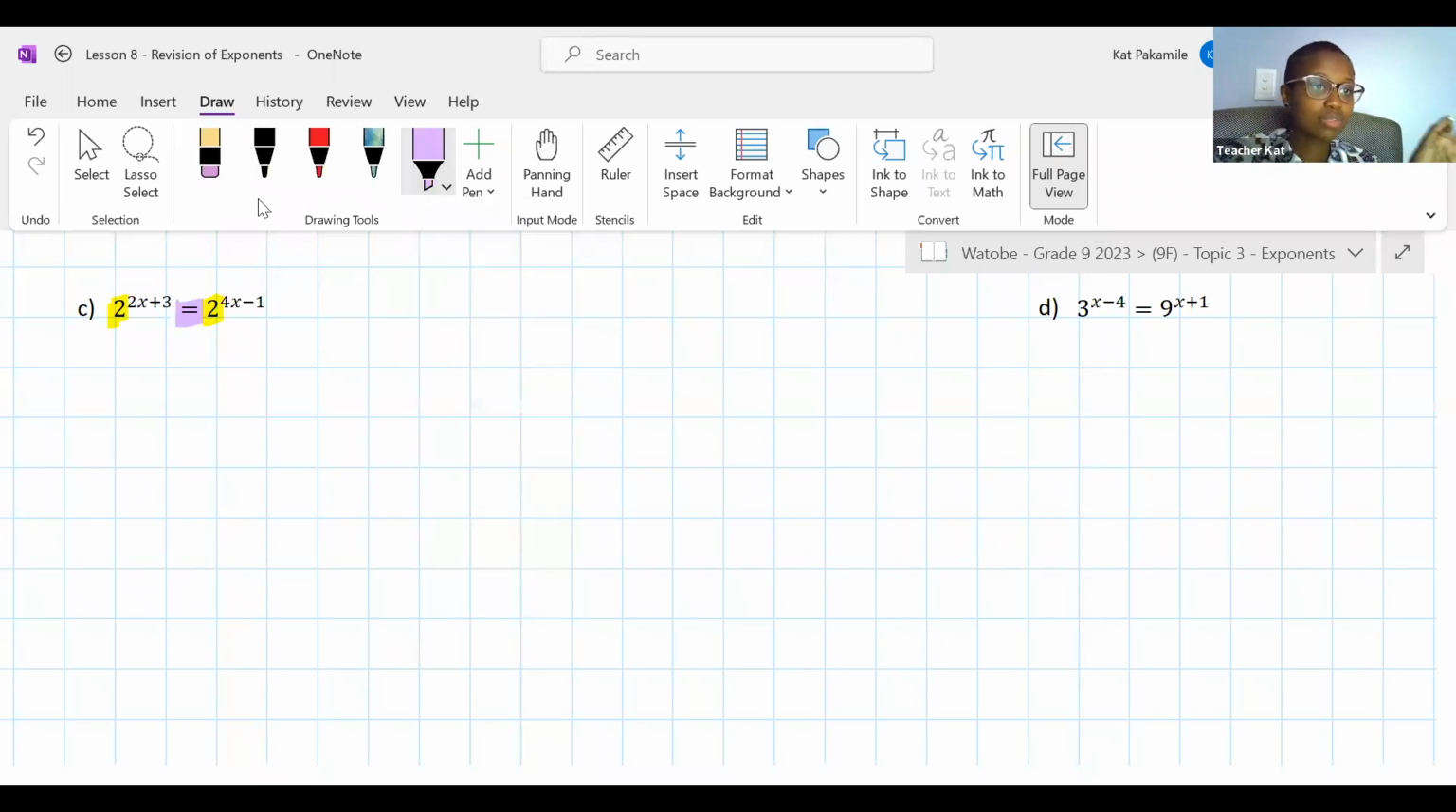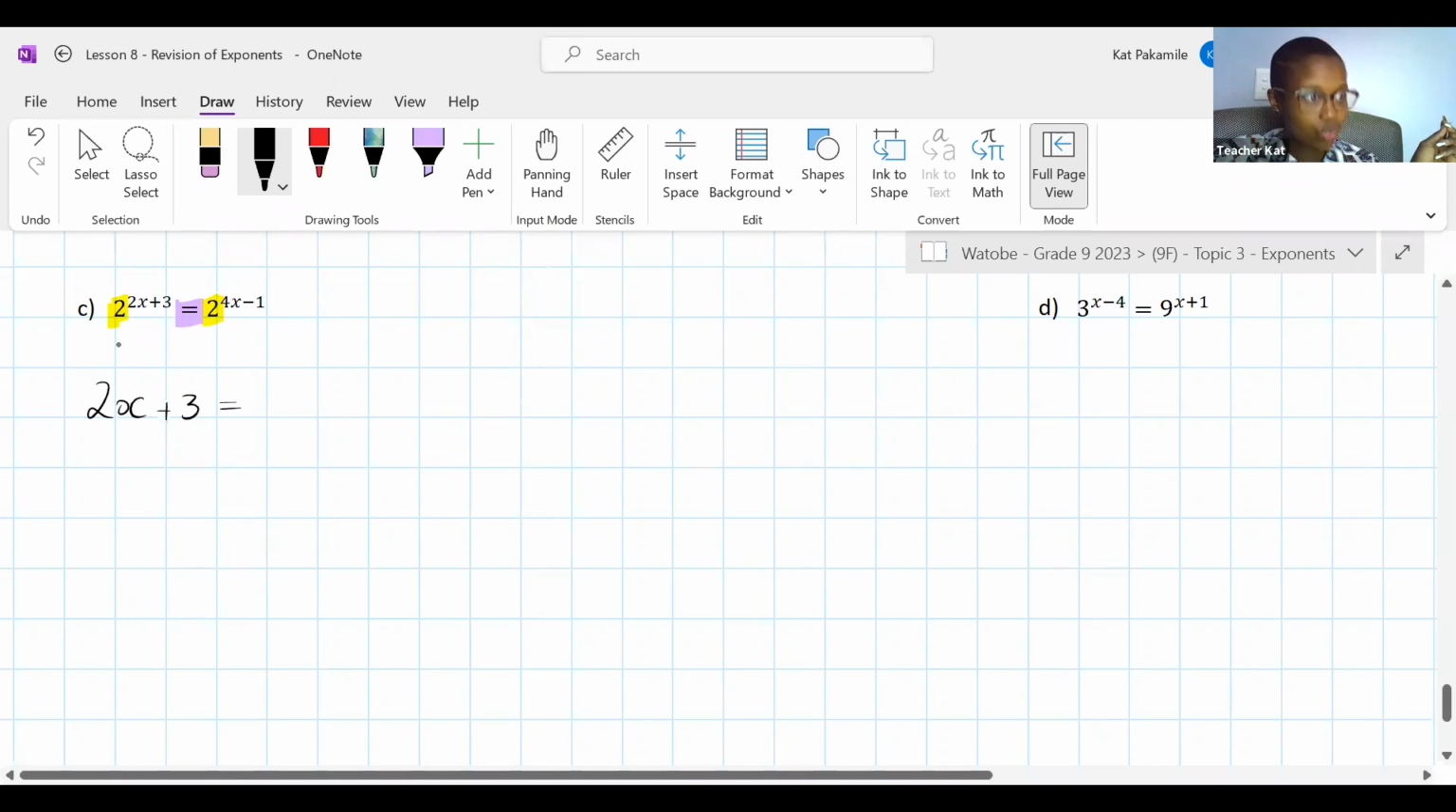So in this case, we have the same base. If the base is the same, then what? Exponents have to be equal. Did we forget? Come on, guys, in the chat. If the bases are the same, then the exponents must be the same. 2x plus 3 has to equal 4x minus 1. And then we just solve for x.